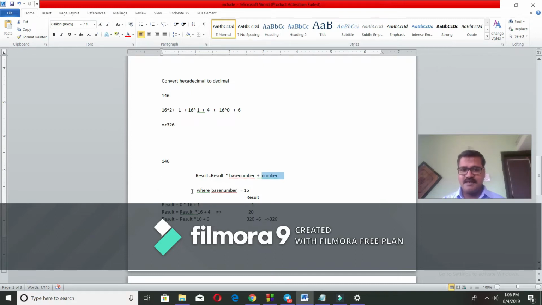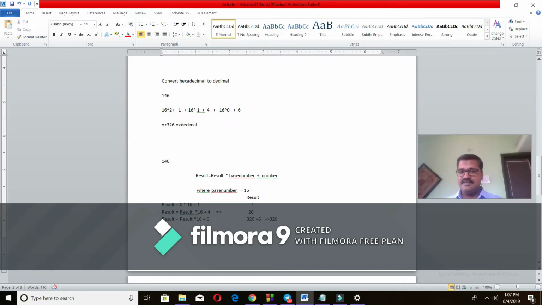Here you can see the example. The 146 is a hexadecimal number, and its value, 326, is the decimal number. See how I solved this using this formula. Initially the result is 0, so 0 into base number 16 plus 1, the most significant digit, and the result will be 1.